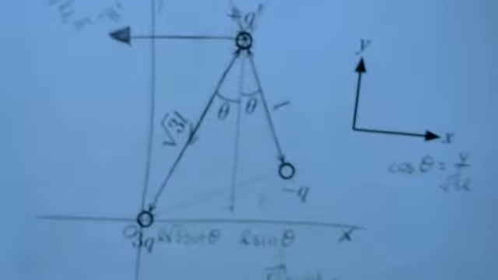So I got my first position vector R1, which is for point charge 3q. And by doing some basic trig, you can find that the position vector is L root 3 sine theta, L root 3 cosine theta.